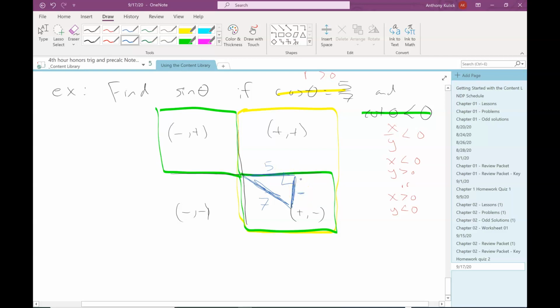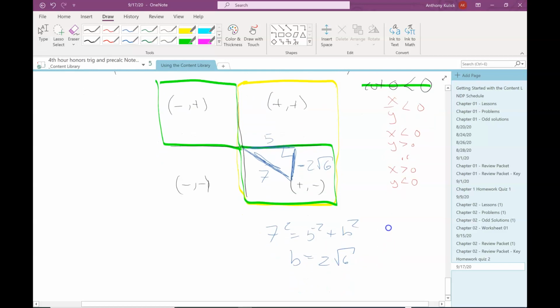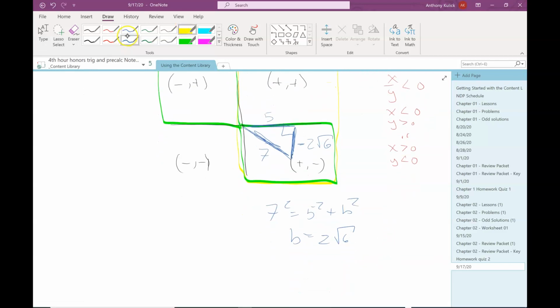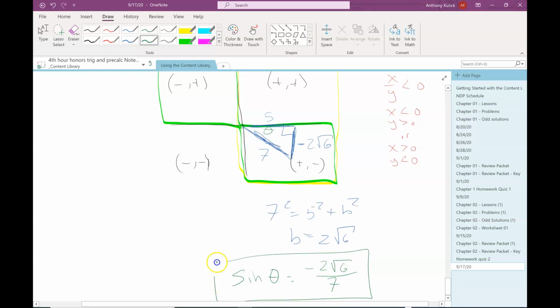I can find the length of that side doing the Pythagorean theorem. 7 squared equals 5 squared plus b squared. That b is going to come out to be 2 root 6. So now I have everything I need to calculate sine of theta. So that's going to be opposite over hypotenuse. Is everybody okay there?